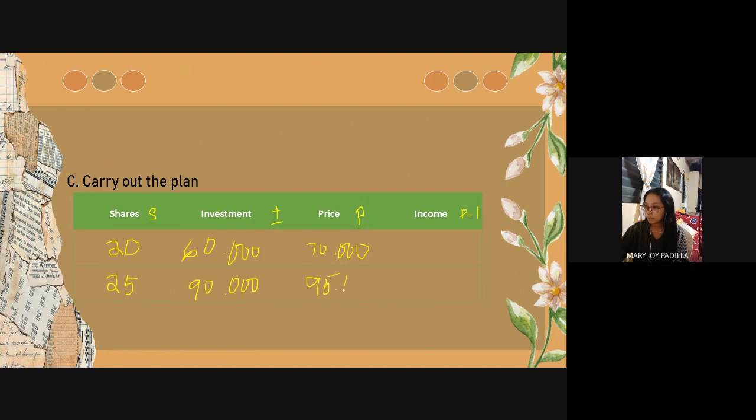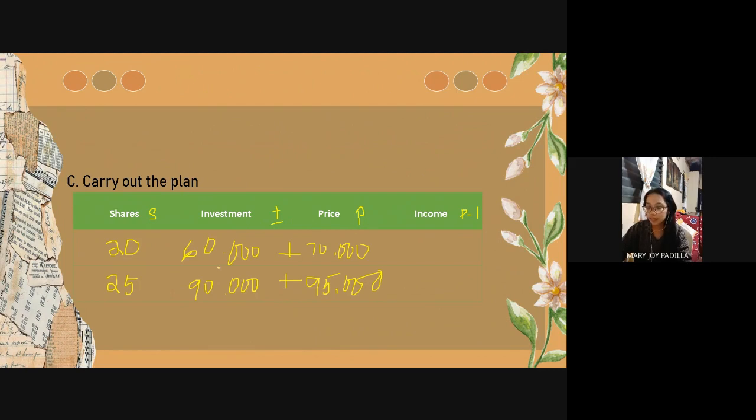So, makikita mo yung difference niya. Sobrang laki. Ang pangit ng sulat ko. So, anyway, paano natin siya masosolve? Paano natin makukuha ang ating income? Makukuha natin ang ating income by adding the investment and the price sold.